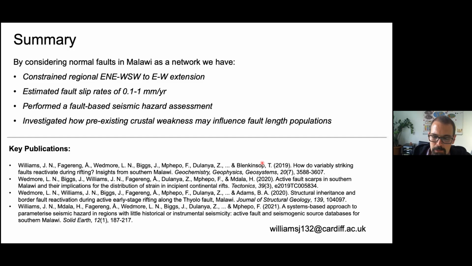Thank you. I have a question on your definition of a border fault. In the beginning, you discriminated border faults and intrabasin faults, but in the map that you showed, there were some intrabasin faults at the border of the rifts and some border faults in the middle of the basin. How do you deal with this definition?